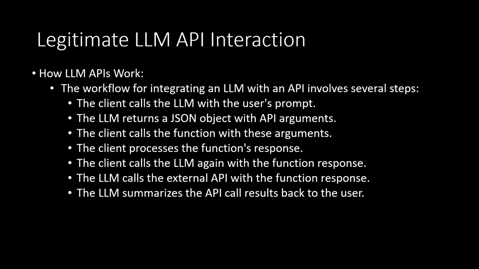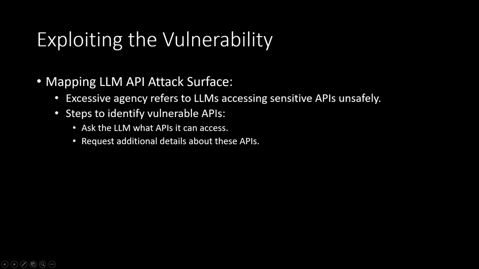This workflow can have security implications because the LLM is effectively calling external APIs on behalf of the user, but the user may not be aware that these APIs are being called. Ideally, users should be presented with a confirmation step before the LLM calls the external API. The term excessive agency refers to a situation where an LLM has access to sensitive APIs and can be persuaded to use those APIs unsafely. This enables attackers to push the LLM beyond its intended scope and launch attacks via its APIs.